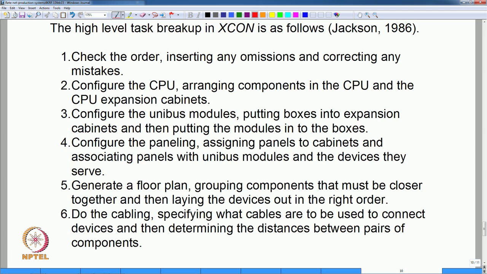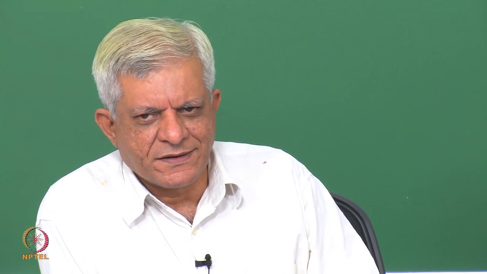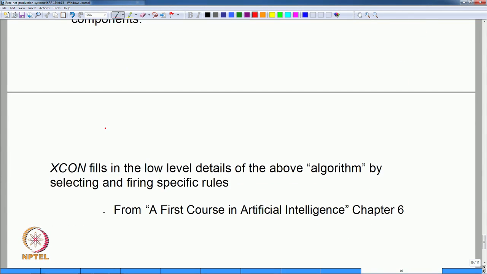So, this is how XCON was designed to configure a system. So, do the first step, do the second step, do the third step. You can see that at a very high level it is like an algorithm, and it is a very generic algorithm. It is not precise enough to say what is actually to be done. So, what XCON contains is, XCON fills in the low level details of the above algorithm by selecting and firing specific rules essentially.